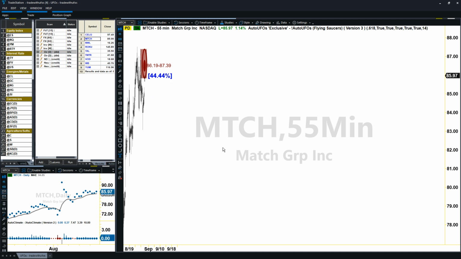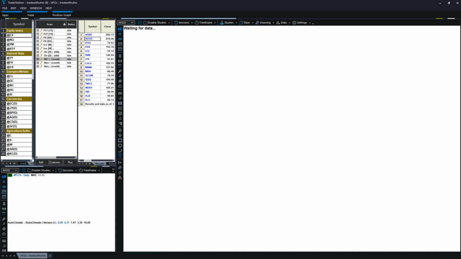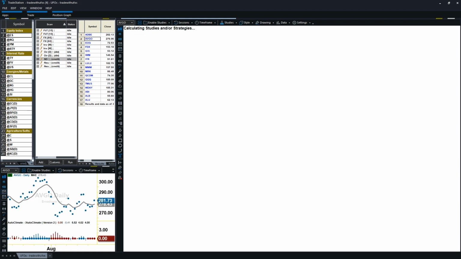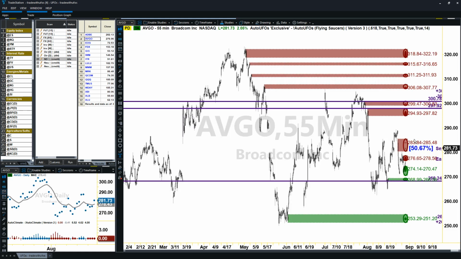Okay, so it's taking a little bit of time to load. Looking at the clock as well, we are 3 seconds away from the open. So while it's loading, I'm just going to go back to AVGO and see where the open is going to take place. Okay, that's it. Market just opened, 2% up, 281.